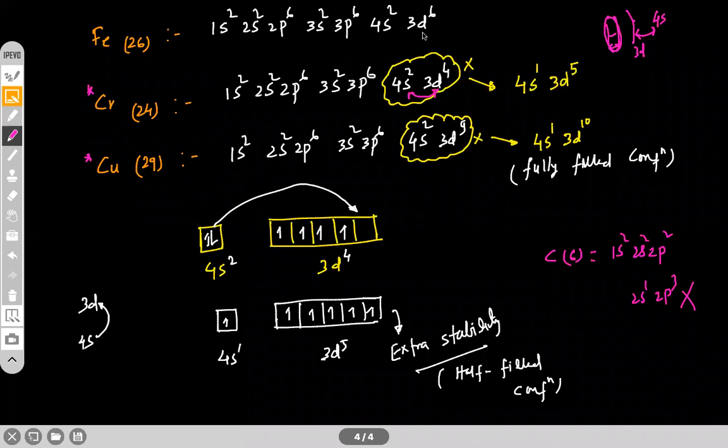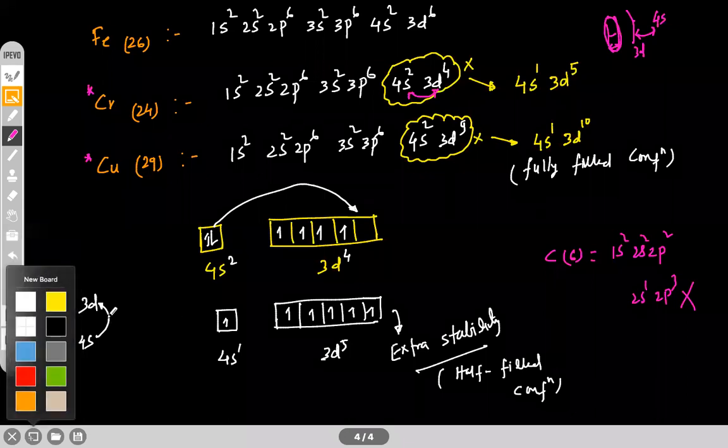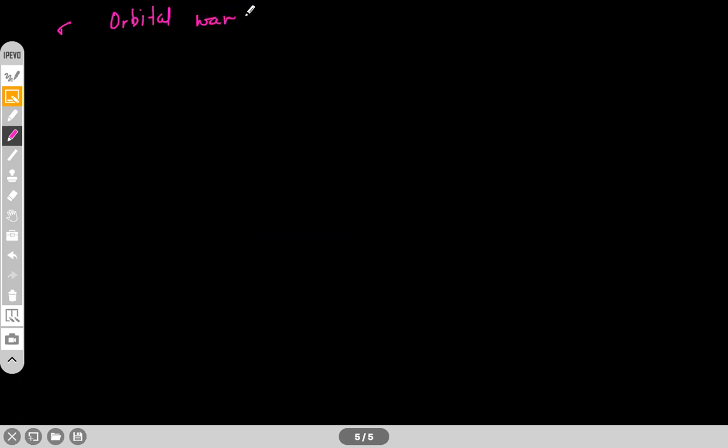Okay, let's move on to the next thing. Now, based on this, there is one kind of question that they ask in the exam, and that is related to the orbital wave function. I'll just write it down here. Orbital wave function, which we have discussed in the Schrodinger wave equation.